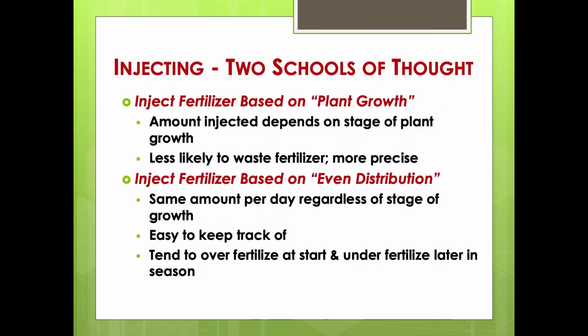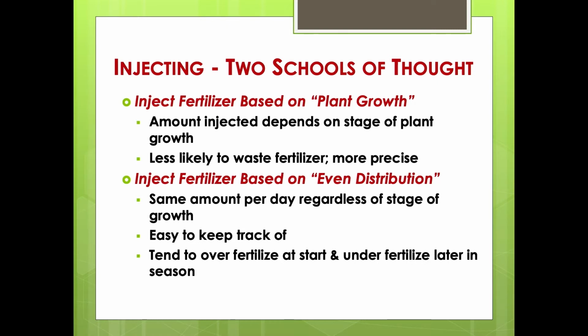All right, two schools of thought when you're dealing with injection typically. Either you're putting out the same amount of fertilizer every time, and I'll show you an example of that. That's called the even distribution model. The other is following the plant growth curve, which is the one I tend to prefer, but I'll show you examples of both of these. And they both have their pluses and minuses.